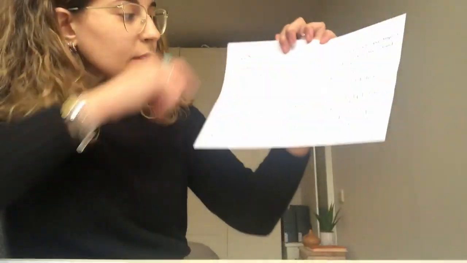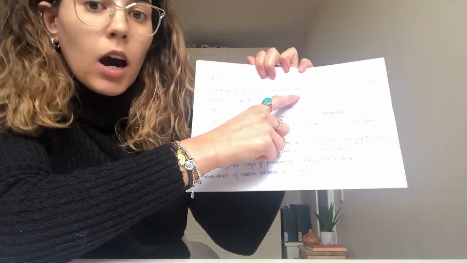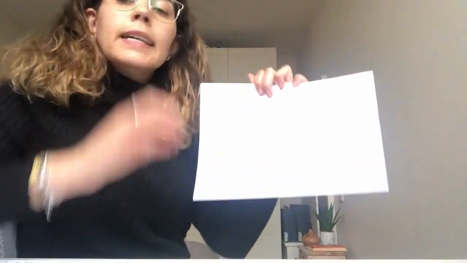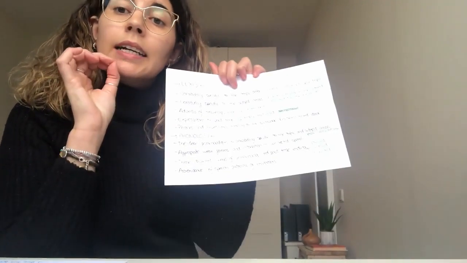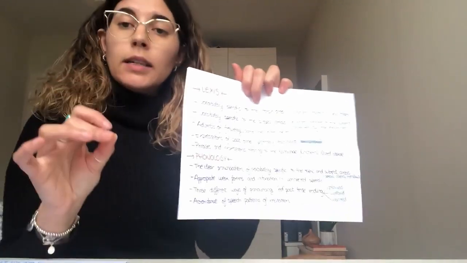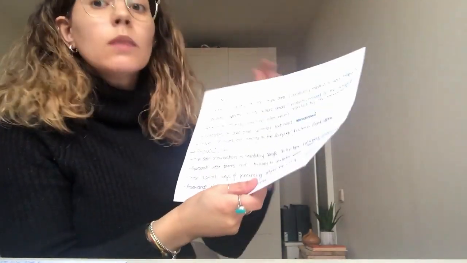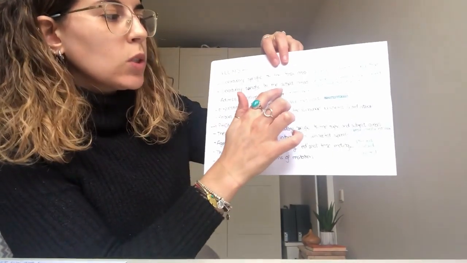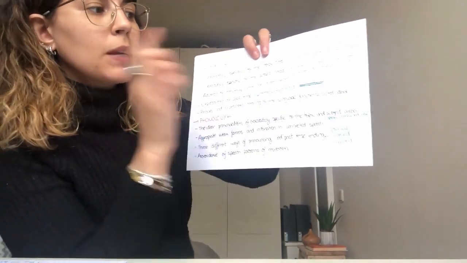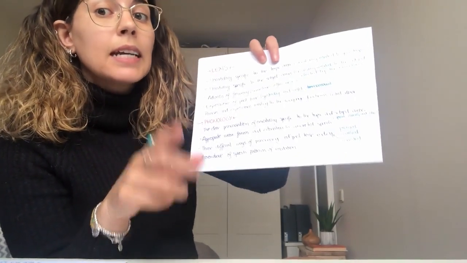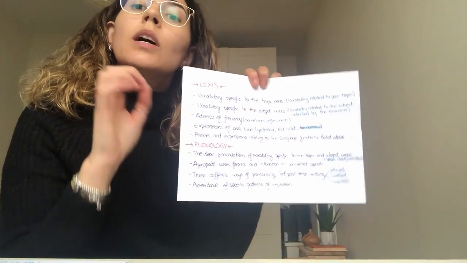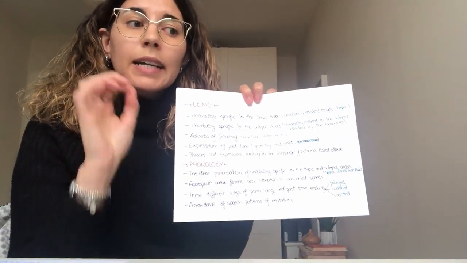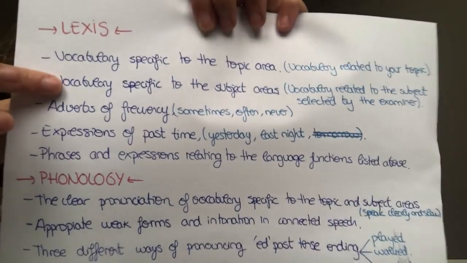So the lesson that you need to use. Okay, first of all, the vocabulary specific to the topic area. So that is the vocabulary related to your topic. You just need to use the vocabulary related to the topic that you have written down. So the right vocabulary. The vocabulary is specific to the subject areas, that means vocabulary related to the subject areas that the examiner has just selected for you. So you need to use the vocabulary related to the questions that the examiner is asking you. Okay? Vocabulary.